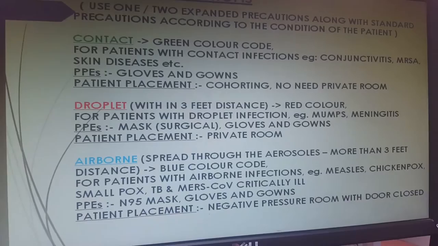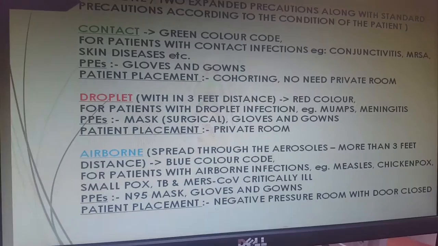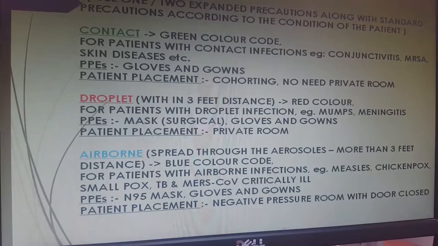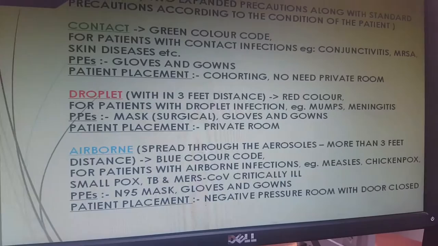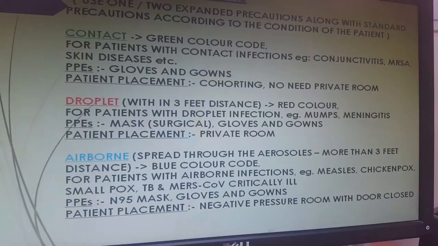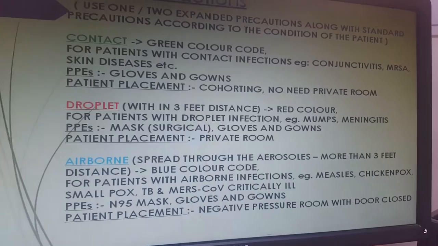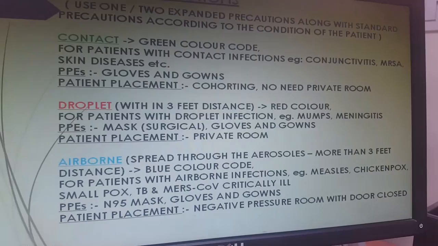Contact precaution, this one green color, is for patients with contact infections, like MRSA, skin diseases. You have to use the PPE, gloves and gowns. For patient placement, with cohorting, no need for a private room. No, you have to put on private room, the single room, isolating room. But cohorting, if you have too many patients, if you have two cases of MRSA or gastrointestinal, you can put them in the same double room, so no need of negative pressure room. Cohorting means the same disease, the two patients have the same disease.